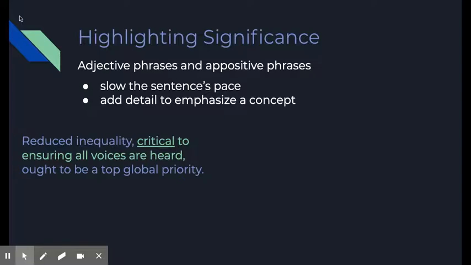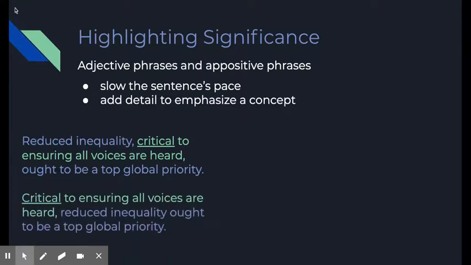So here I have an adjective phrase that's an interrupting phrase, and I formatted it as: reduced inequality, critical to ensuring all voices are heard, ought to be a top global priority, right? So you hear how that emphasizes the importance of reduced inequality, explaining it is critical to ensuring all voices are heard. And it also slows down the pace of that sentence a little bit to make you think about it, right? It makes you spend a little bit more time in that sentence, which emphasizes it.